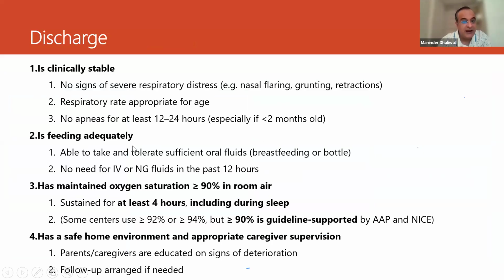If the child is feeding adequately for the past 12 hours and there is no need for IV fluid or NG feeds, you can discharge. Has maintained a saturation of 90% for at least 4 hours, including sleep, then it is fit for discharge. And you tell the parent. So the discharge criteria is the rate which has settled, the feeding which has improved, and the saturation which is more than 90% during sleep are the discharge criteria.